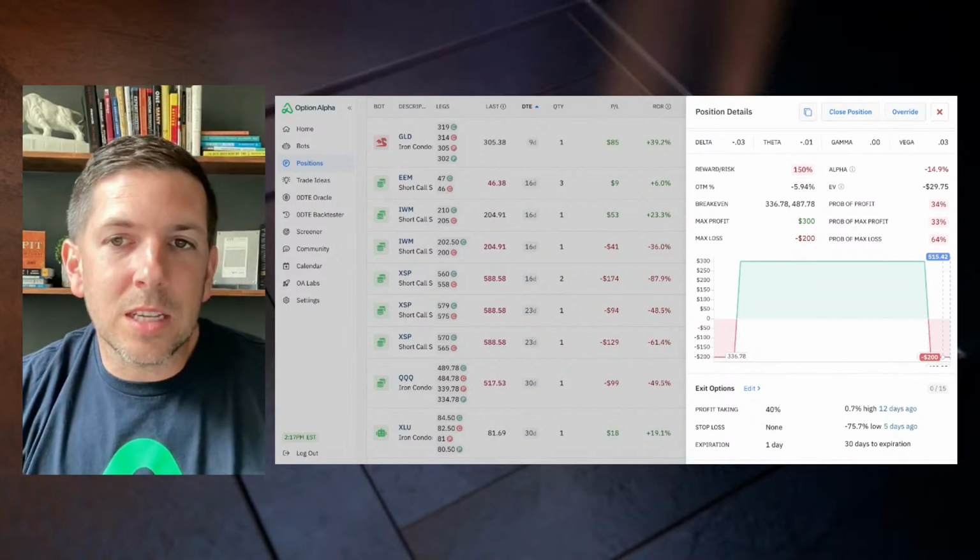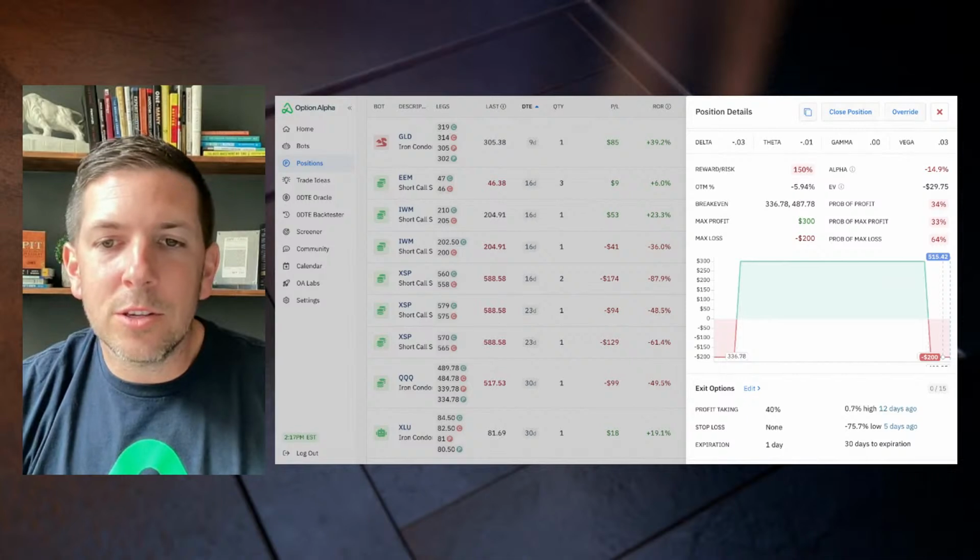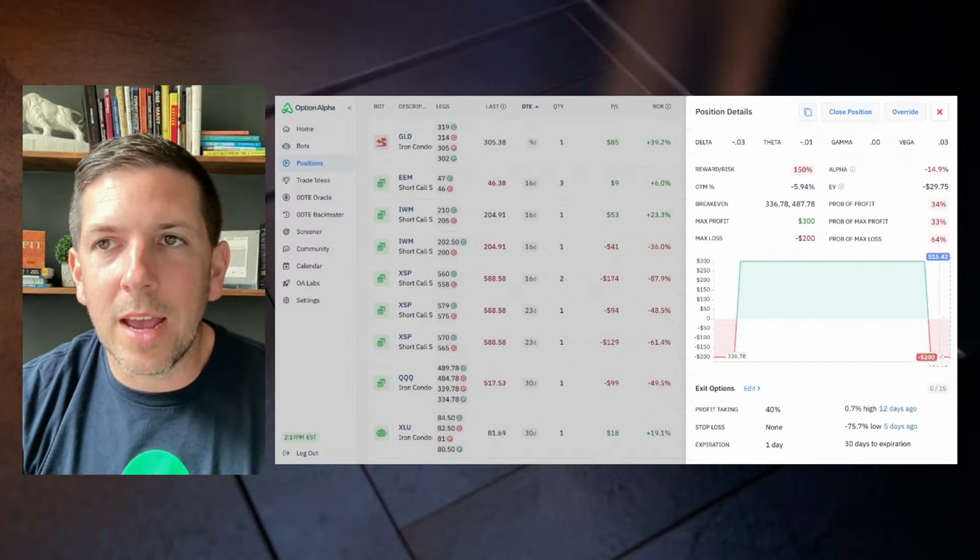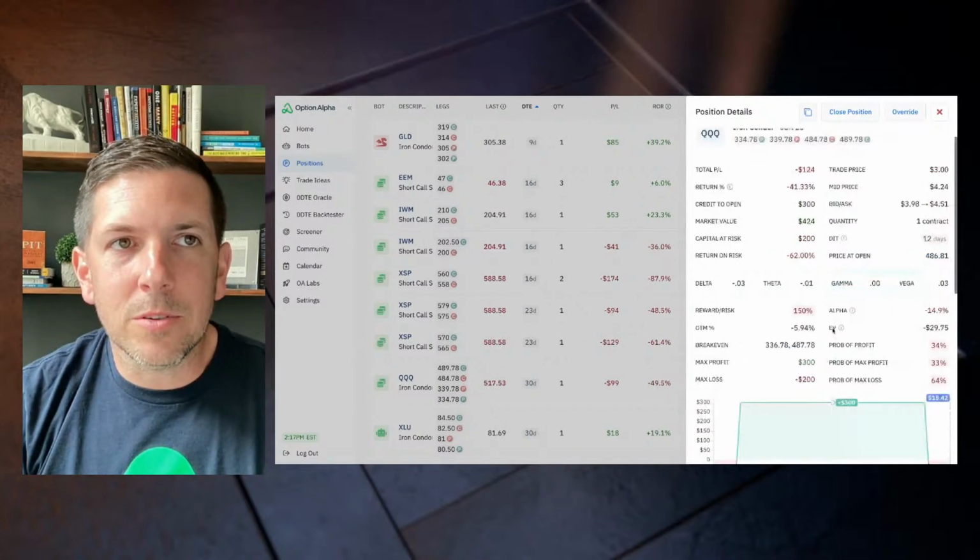So in this case, it's defined risk. I let the position go. It could swing back around the opposite direction. Okay, so that's just to go through some examples.